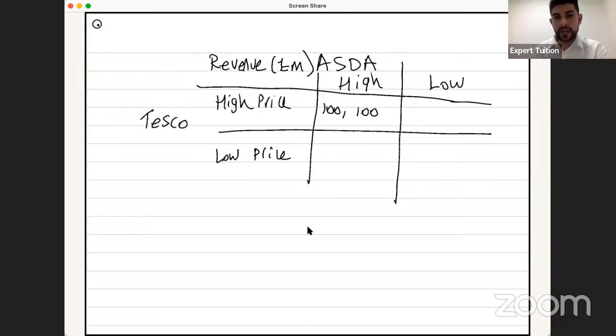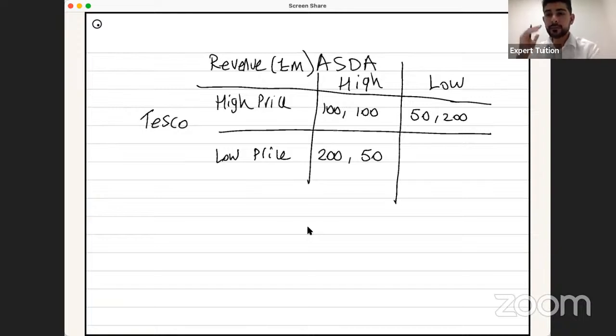And now we go, okay, if Tesco undercuts and they play low price while Asda remain in the collusive agreement and pay the high price, what must happen is Tesco must win and Asda must lose. So let's make, again, nice and straightforward. We go 200 for Tesco and 50 for Asda. Tesco have gained. They get £200 million revenue. Asda have lost. They make £50 million of revenue. Nice and easy. The other point here then is the opposite. So you just now flip the numbers over. So we go, okay, so 50 over here and 200 over there.